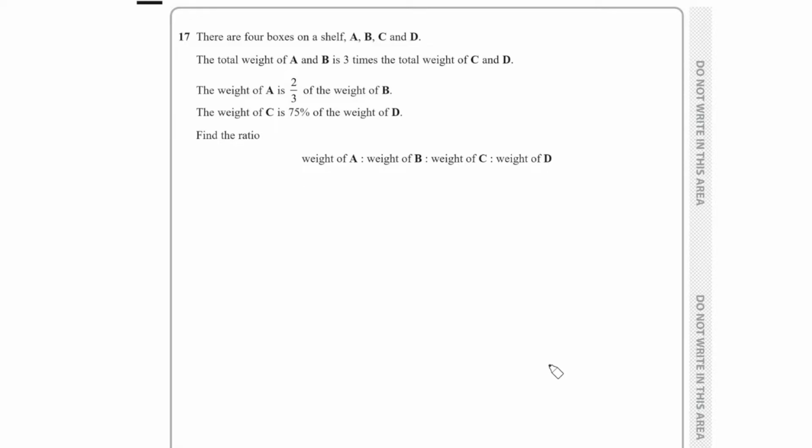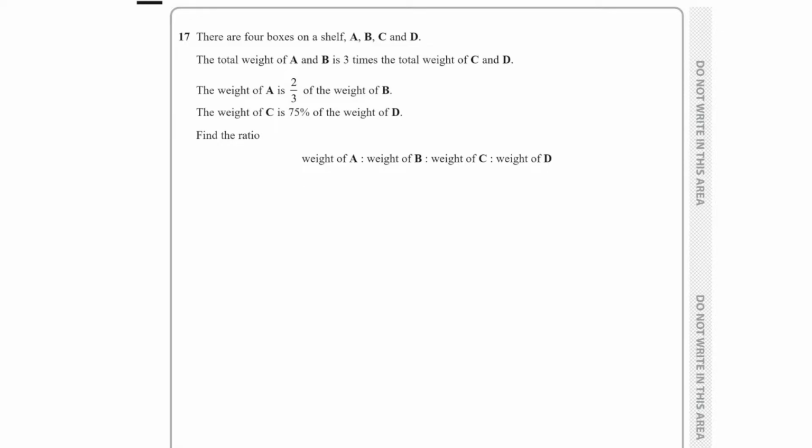All right, now we've got what looks like ratio, percentages, fractions. So there are 4 boxes on a shelf, A, B, C, and D. The total weight of A and B is 3 times the total weight of C and D. The weight of A is 2/3 the weight of B, and the weight of C is 75% of the weight of D. So that's a lot to take in. We'll read through it again. Effectively, we're finding the ratio of A to B to C to D. All right, how would we tackle this?